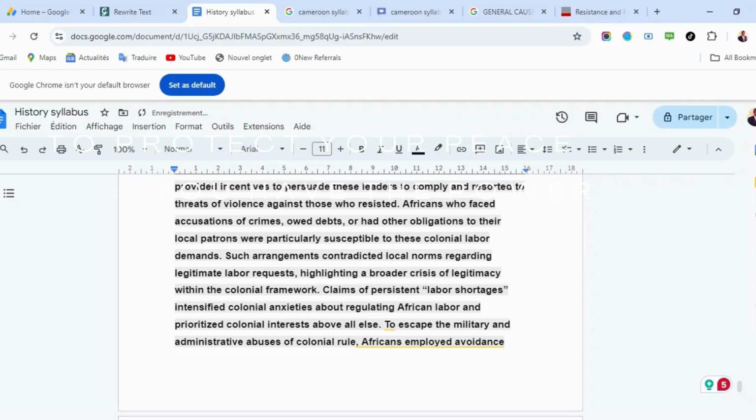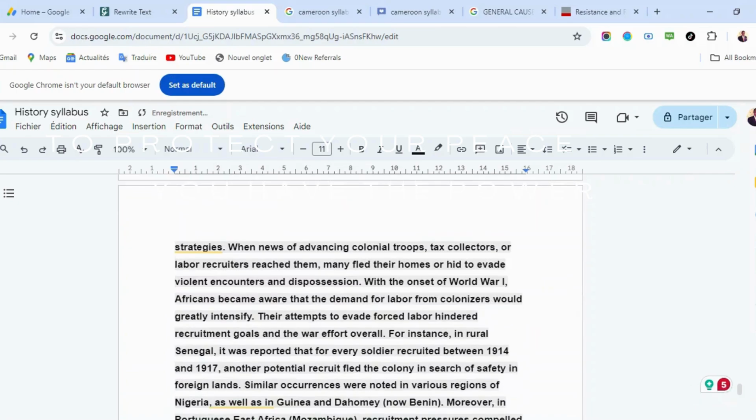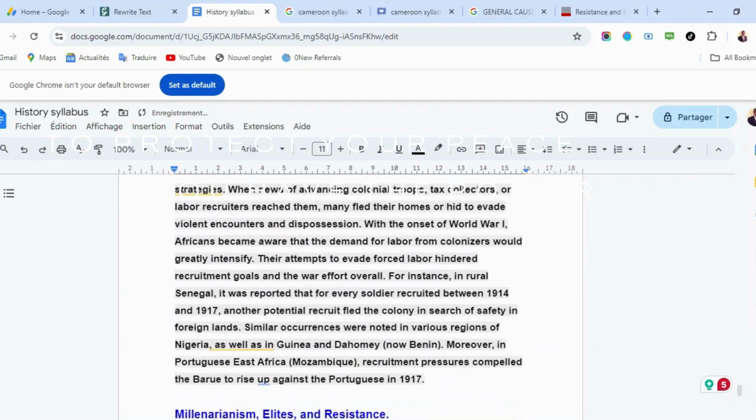To escape the military and administrative abuse of colonial rule, Africans employed avoidance strategies. When news of advancing colonial troops, tax collectors, or labor recruiters reached them, many fled their homes or hid to evade violent encounters and dispossession. With the onset of World War One, Africans became aware that the demand for labor from colonizers would greatly intensify. Their attempts to evade forced labor hindered recruitment goals and the war effort overall.